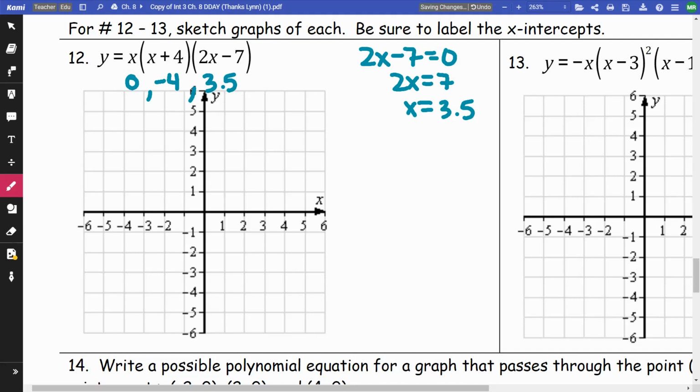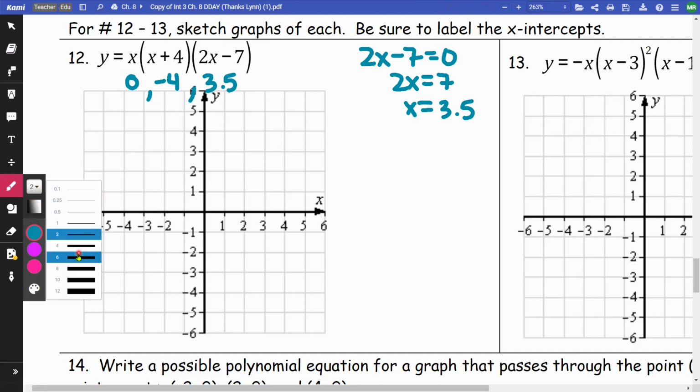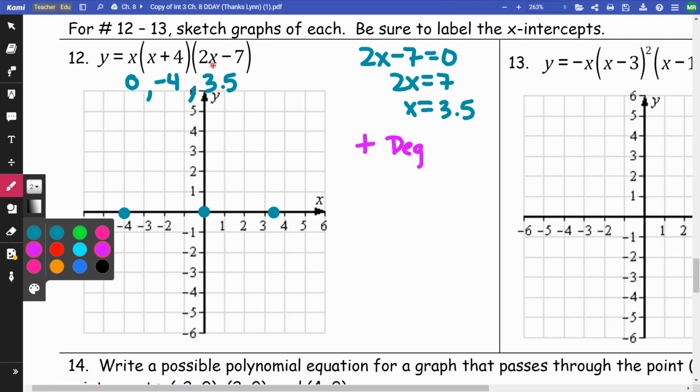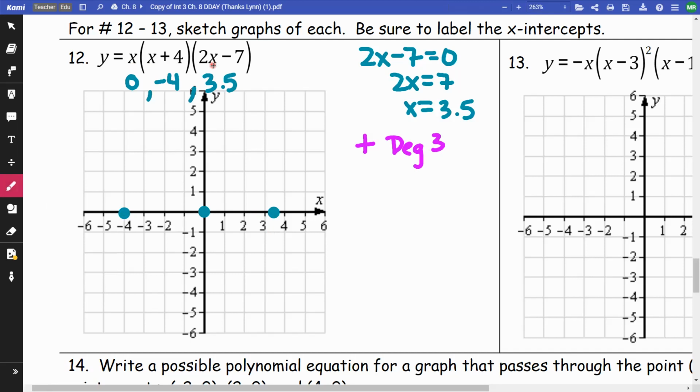So I am going to come to 0, -4, and 3.5. Now, this is a degree 3 polynomial, and it is a positive degree 3. And a positive degree 3 is like all odds. Think of it as an increasing line. So I'm going to be starting below and ending above. So that's my end behaviors.